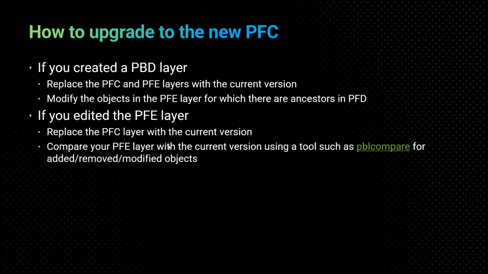There's a tool out there called Pibble Compare, where you can compare two sets of libraries, and it will tell you what's changed. So you can go through your PFE layer and figure out what objects you actually modified, and copy those into the new PFE layer that you got with the new version of the foundation classes. So you just copy over your modified code. Not as simple as the first one, still not that much trouble.